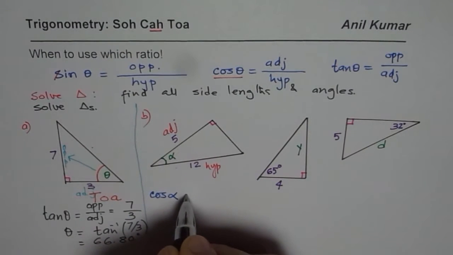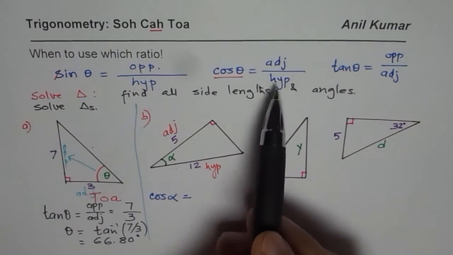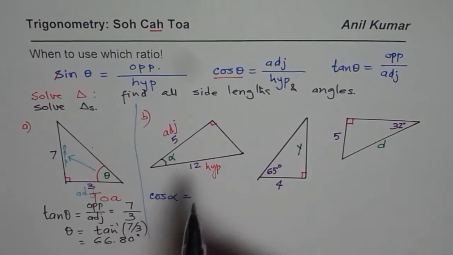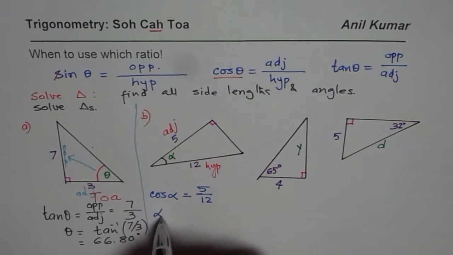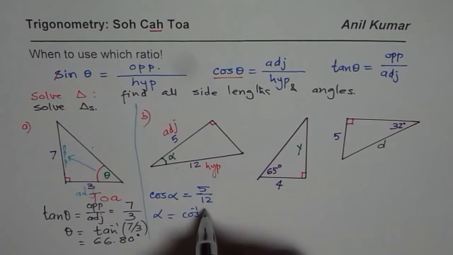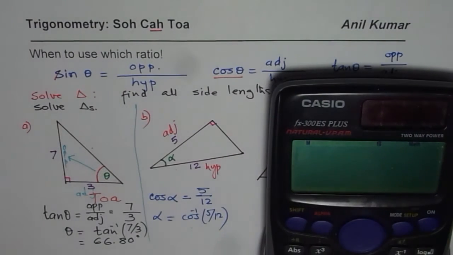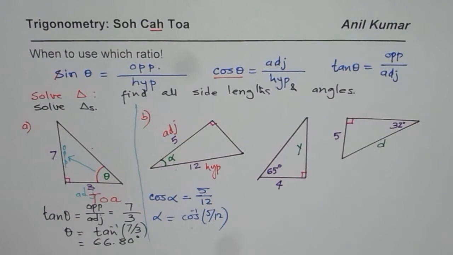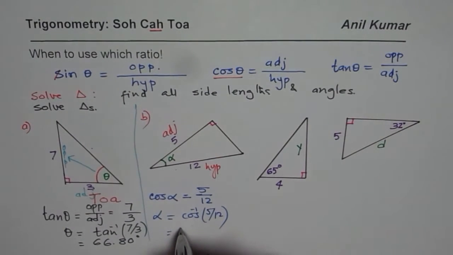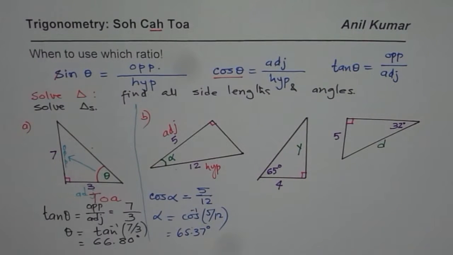So we'll write cos of alpha is equal to adjacent over hypotenuse, right? You don't have to write adjacent over hypotenuse, but write the side, which is 5, over hypotenuse, which is 12, and you can solve for the angle. Say alpha is equal to cos inverse of 5 over 12, correct? Again, use your calculator and say shift cos inverse, and 5 divided by 12 is 65.37. So we get alpha as 65.37 degrees.